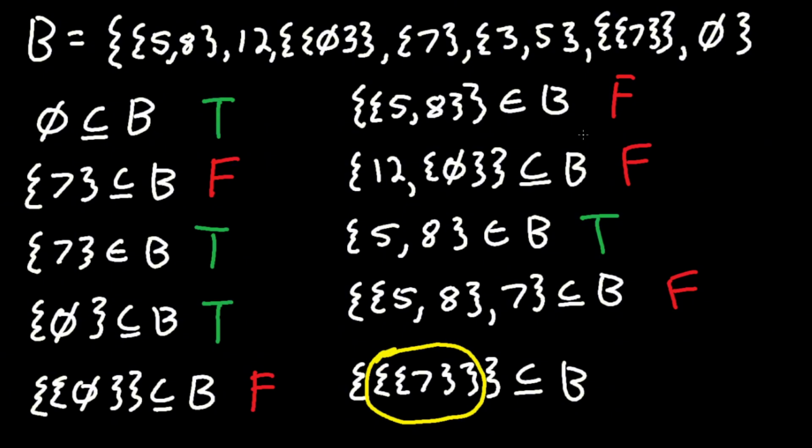Okay, so is this guy an element of B? Well, matter of fact, it is. We have 7 inside of a set, inside of a set. We also have 7 inside of a set, inside of a set here. This is perfect. They are equivalent. Therefore, this guy is an element of B. So every element in this set is an element in B. Therefore, this is true.